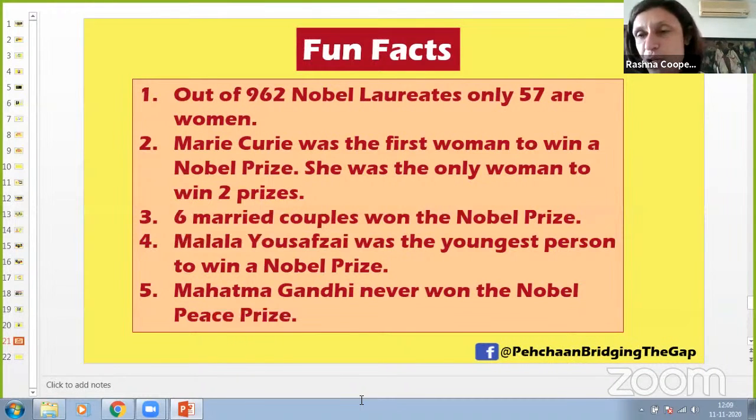Because they never got a chance to have him on their list of Peace Prize winners. So well done, everybody. We're going to end with a small video of the most recent Indian Nobel Prize laureate, Abhijit Banerjee, last year, who got it for economics.